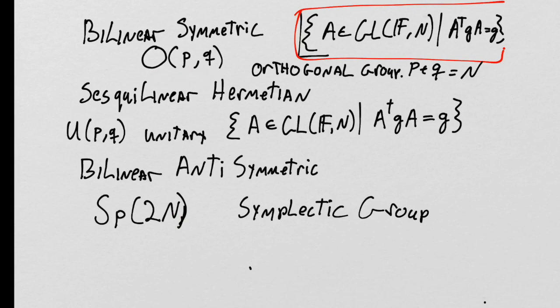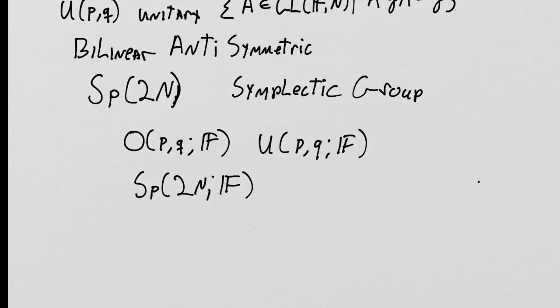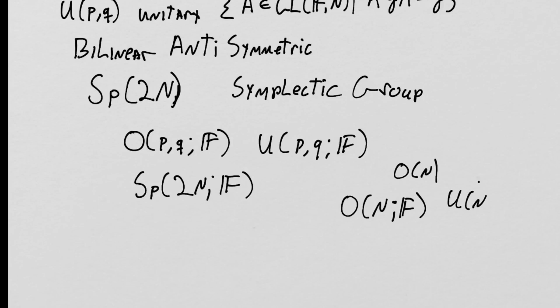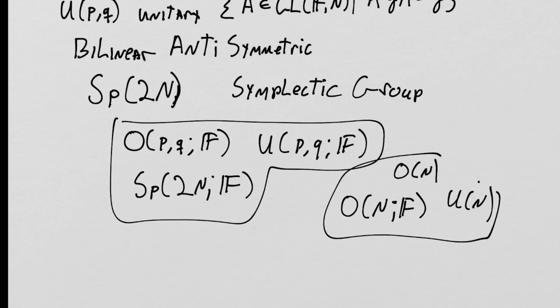By the way, I didn't indicate the underlying field in this notation, but you could do that. Gilmore does it with a semicolon separating out the field. So this could be real or complex. But there's no PQ here, obviously, because you don't have that PQ structure. Now, sometimes Q is 0, and when Q is 0, you would just write O, N, F. And if you know what field you're dealing with, you just write O, N. Likewise, U, N, and likewise, SP, 2N, if you know what field's going on. So these are the groups that are the isometry groups, and they're all classical groups. Those are some of the classical groups.